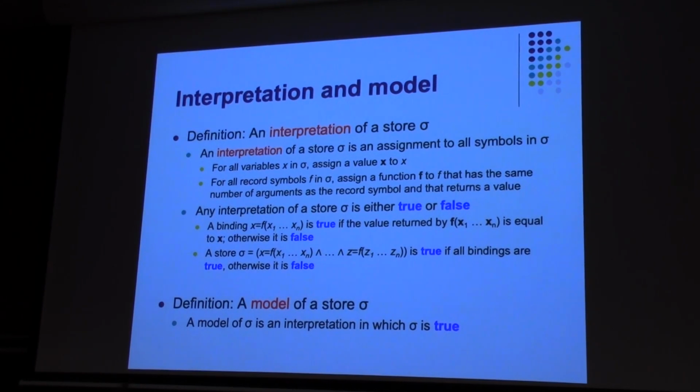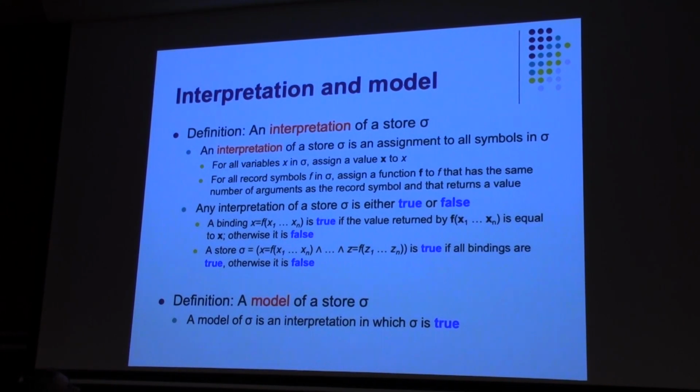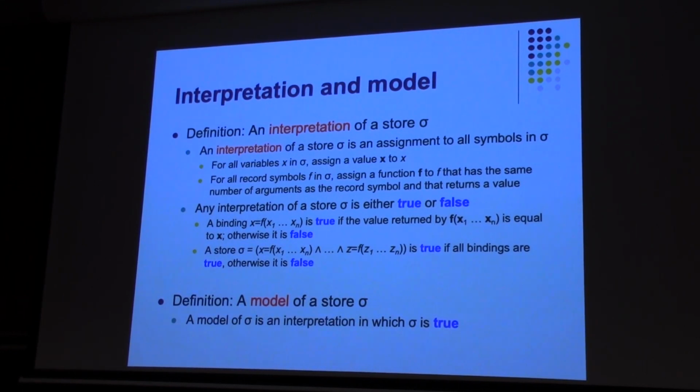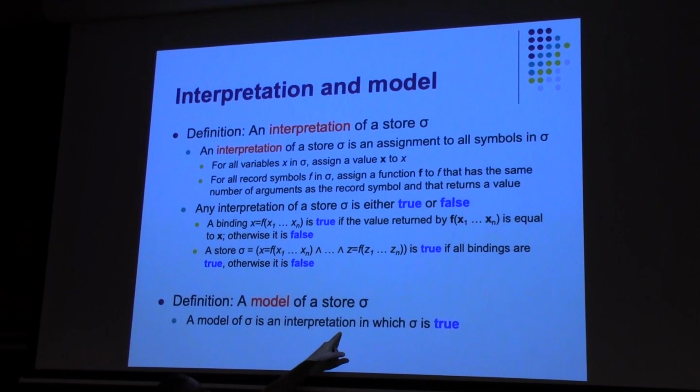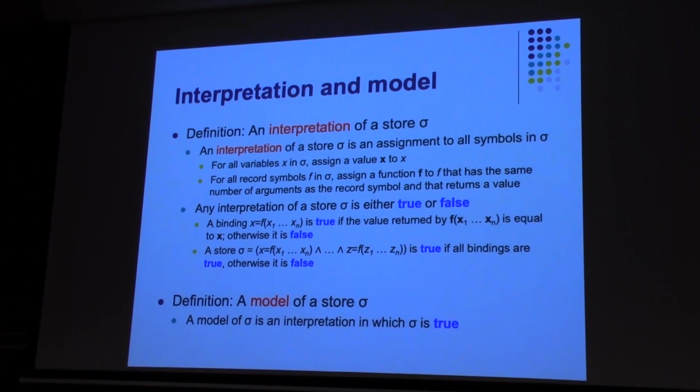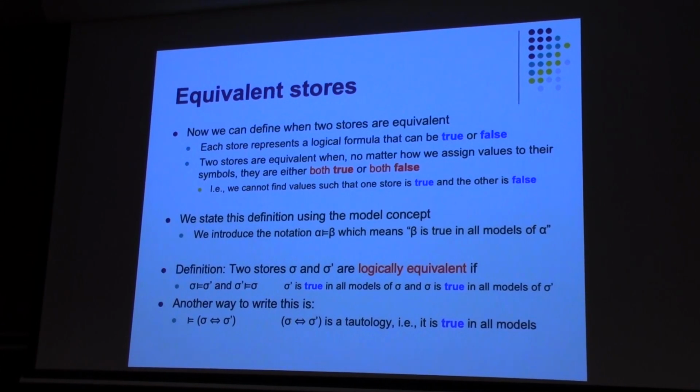Okay, and now one more thing. I talk about a model. An interpretation is any old values; I assign any values. But a model is only when it's true. So a model is kind of a good interpretation, one that's doing the right thing so that the store is true. So the model is kind of the thing that the store is representing, okay? It's an interpretation where I've picked all the values so that it's true, okay? And that's it. That's all I need to do. Now I'm done, actually.